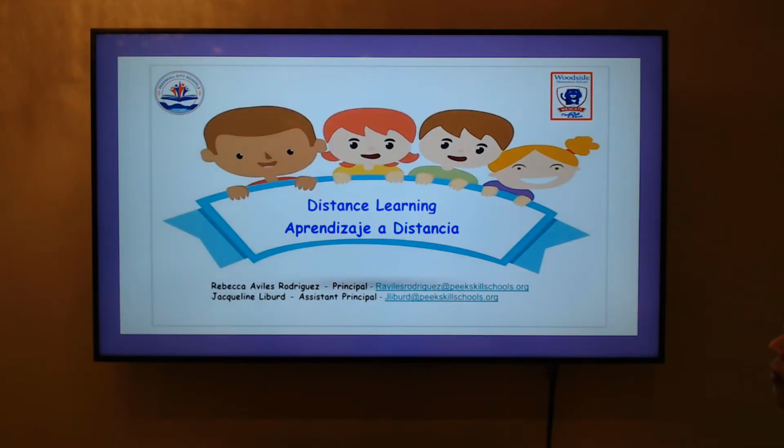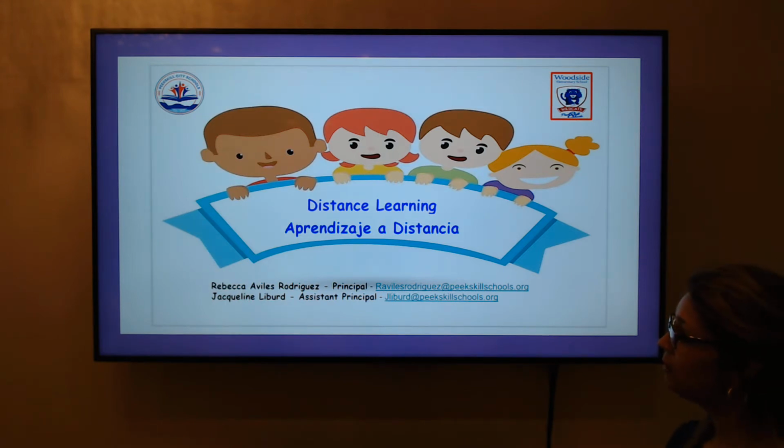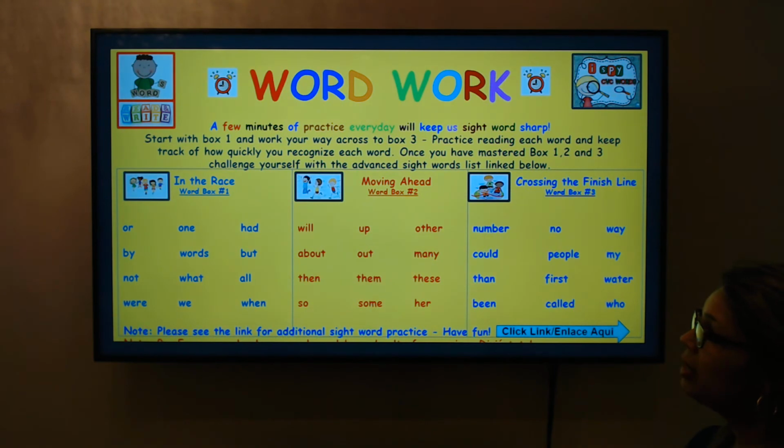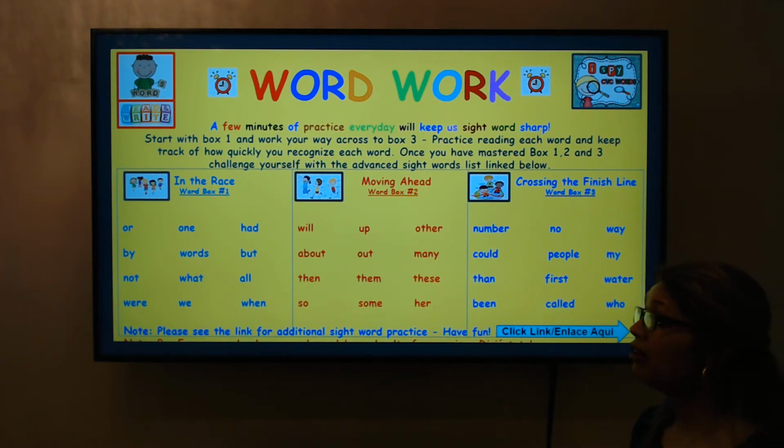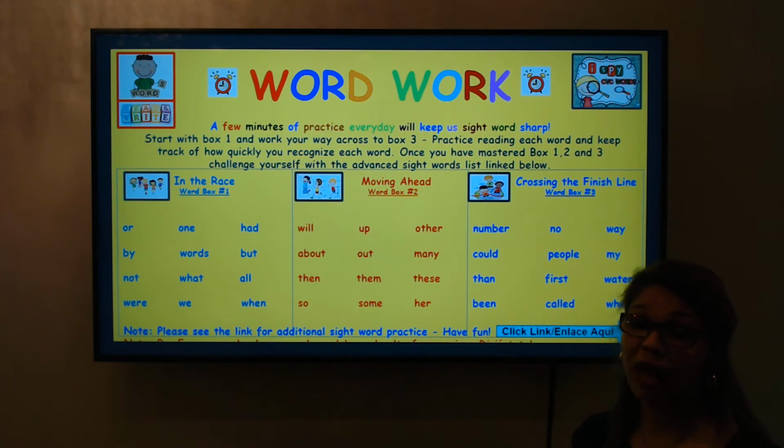Okay, so here is the first page of the universal page of our Google Slide presentation. And you'll notice now that the very first slide goes into word work. We have divided the word work into 3 categories. The first one is in the race, the second one is moving ahead, and the third one is crossing the finish line. The reason why it's been divided in this way is because the first category are words that your child should be reviewing on a regular basis.